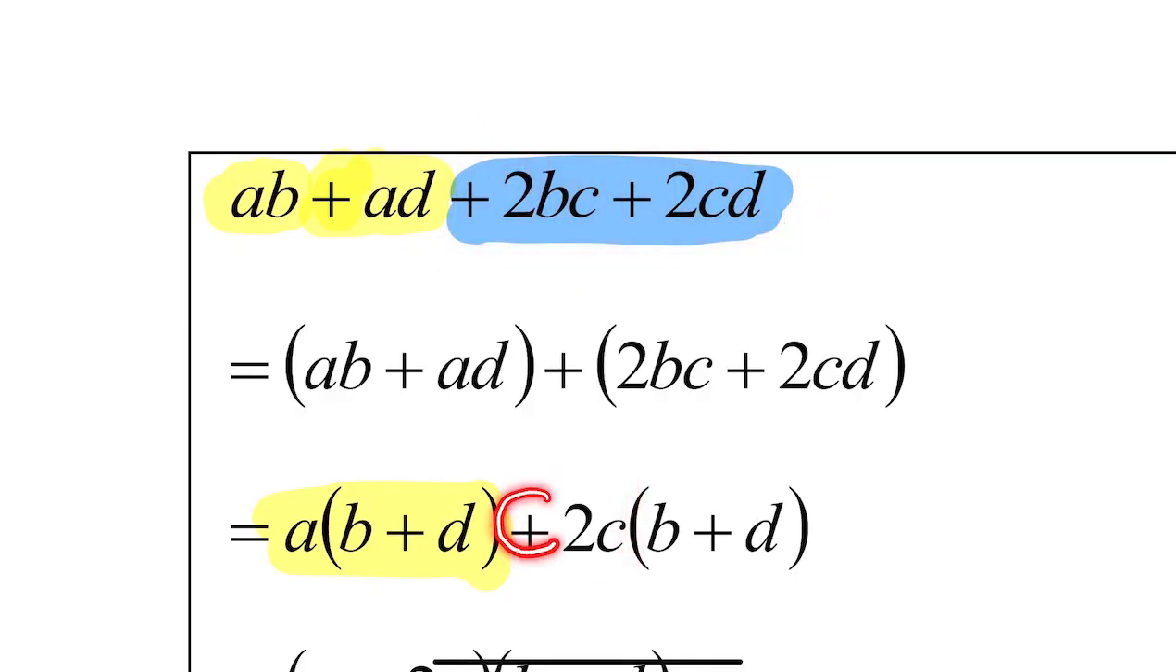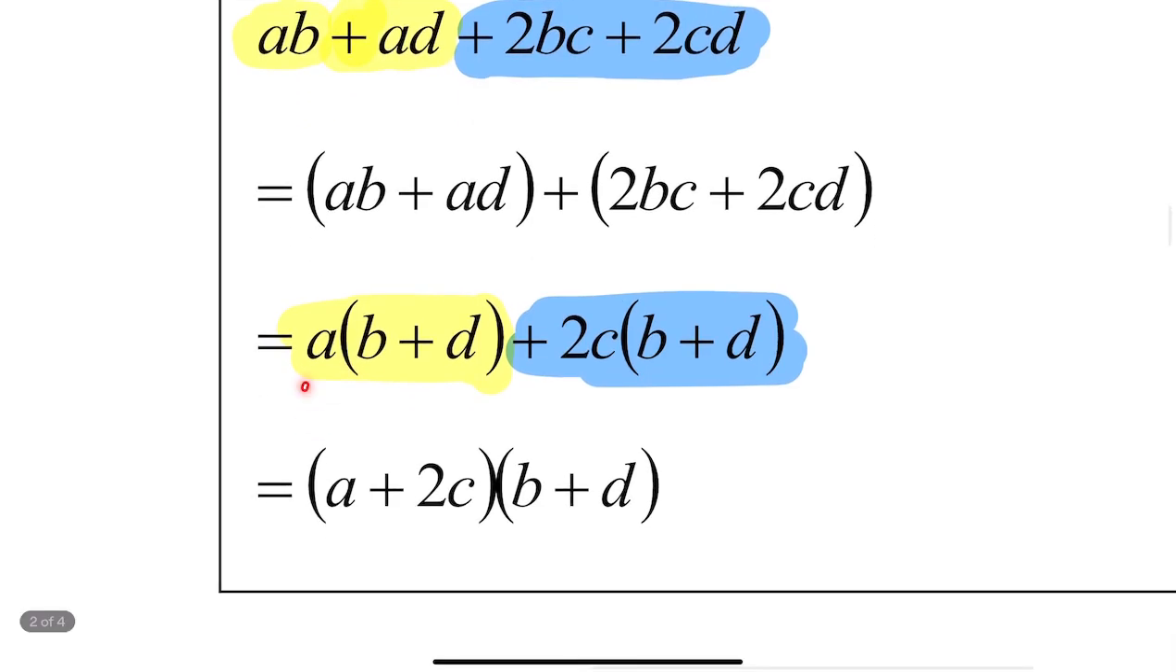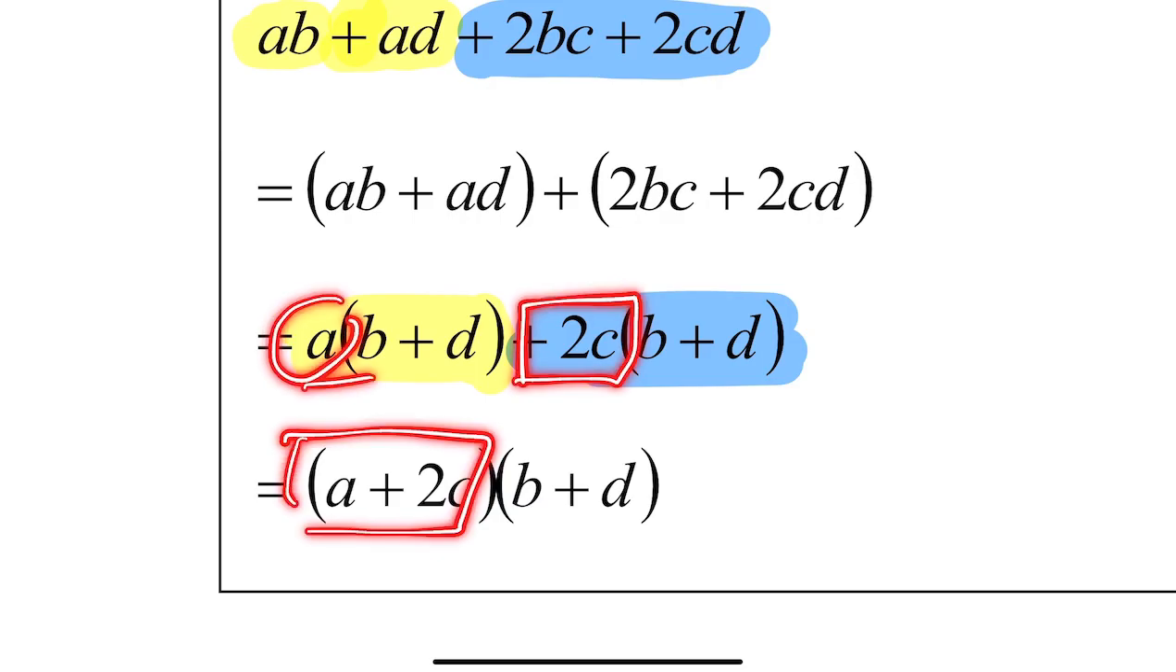This sign here is very important. I'm taking out positive 2C. If I take out 2C from the third term, I'm left with B. If I take out 2C from the fourth term, I'm left with D. So that's how I'll get 2C times B plus D. Then once I realize that I have B plus D in both and it is the same, I can now group them together. I have now A plus 2C, times B plus D.